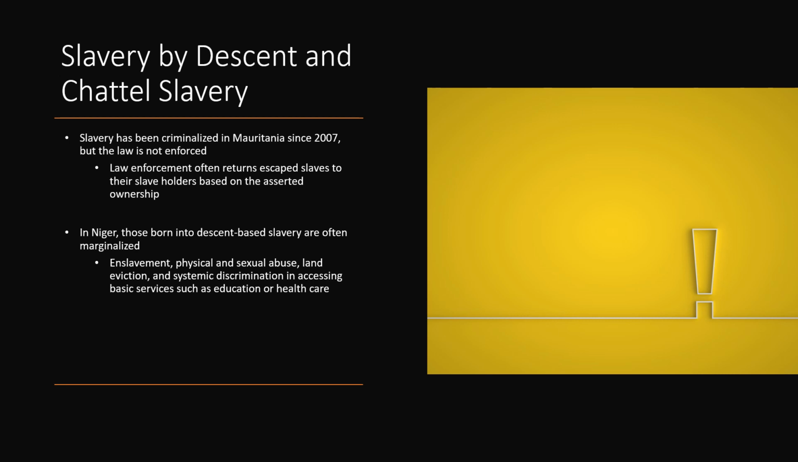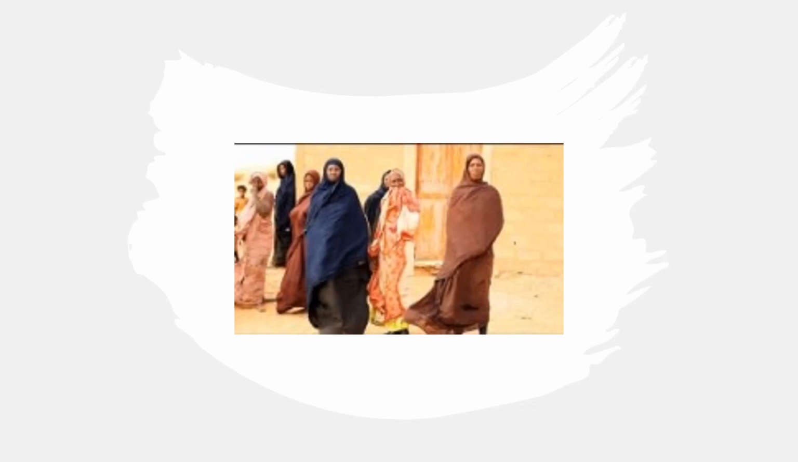And these are just two kind of examples. Slavery's been criminalized in Mauritania since 2007, but that law is not enforced. And in Niger, those born into descent-based slavery are often marginalized. So you see slavery by descent or chattel slavery really in the African nations and cultures.